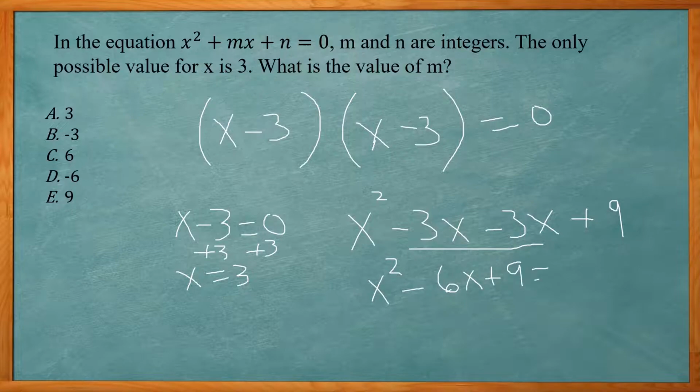So the equation has to be this. So x squared minus 6x plus 9. And our m value will be the negative 6. So our answer is D.